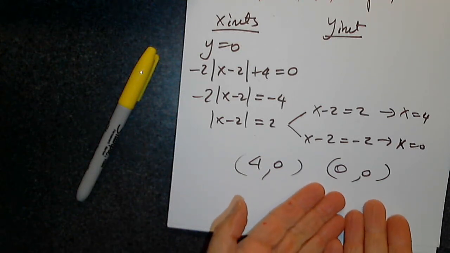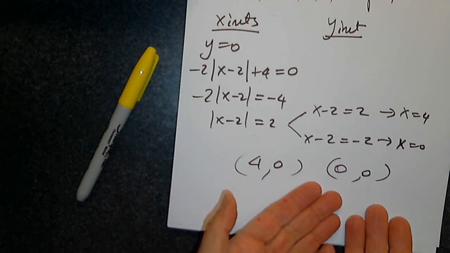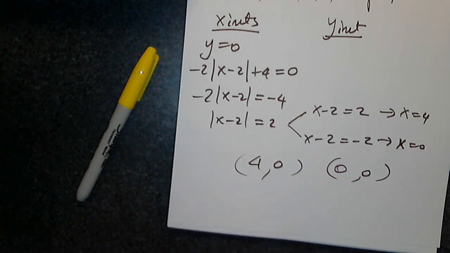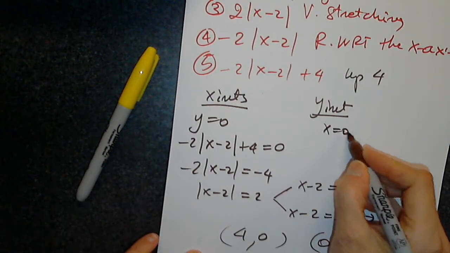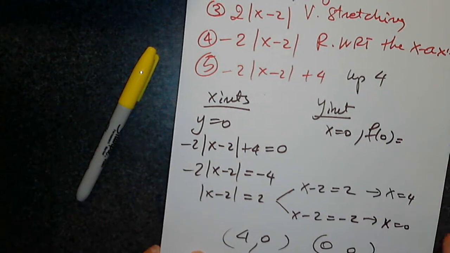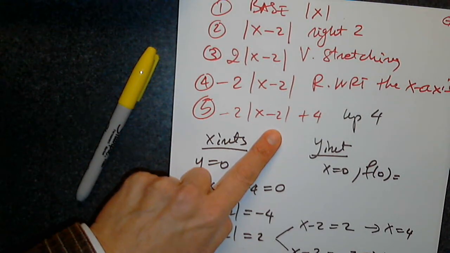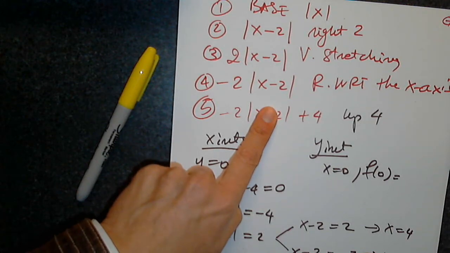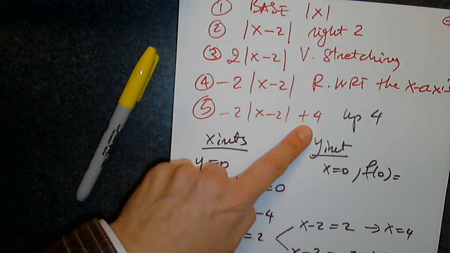When x is 0, y is 0. I can have two x-intercepts. It's not going to be a function. Right? Or, let's say you don't notice that. It's fine. Then you have x equals 0 and find f of 0. Let's do it together. 0 minus 2. The absolute value of negative 2. 2 times negative 2. Negative 4 plus 4.